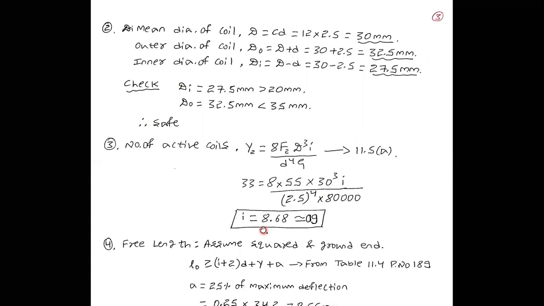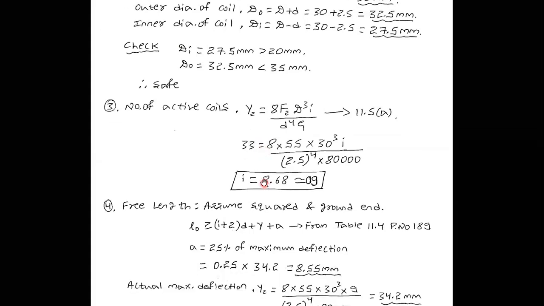Here I am getting it as 8.68. You cannot take 8.68 with decimals. Active coils means it can be odd or even, so you need to round it off to 9. You cannot take the previous value. Even if you get 8.1, you have to take the next number, that is 9. Therefore, I, the number of active coils, is equal to 9.